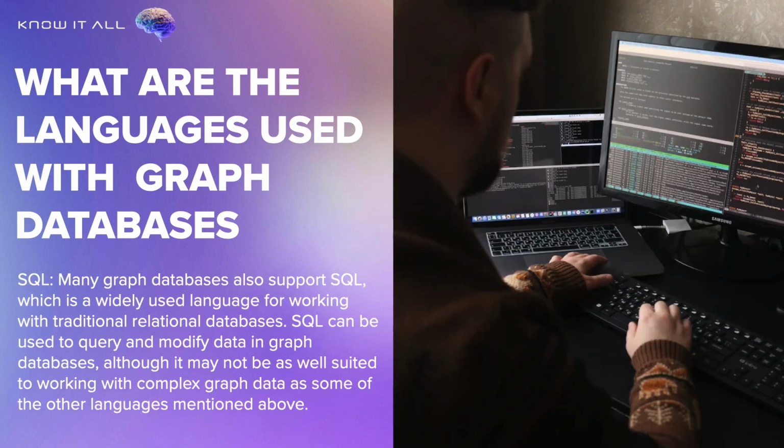SQL. Many graph databases also support SQL, which is a widely used language for working with traditional relational databases. SQL can be used to query and modify data in graph databases, although it may not be as well suited to working with complex graph data as some of the other languages mentioned above.